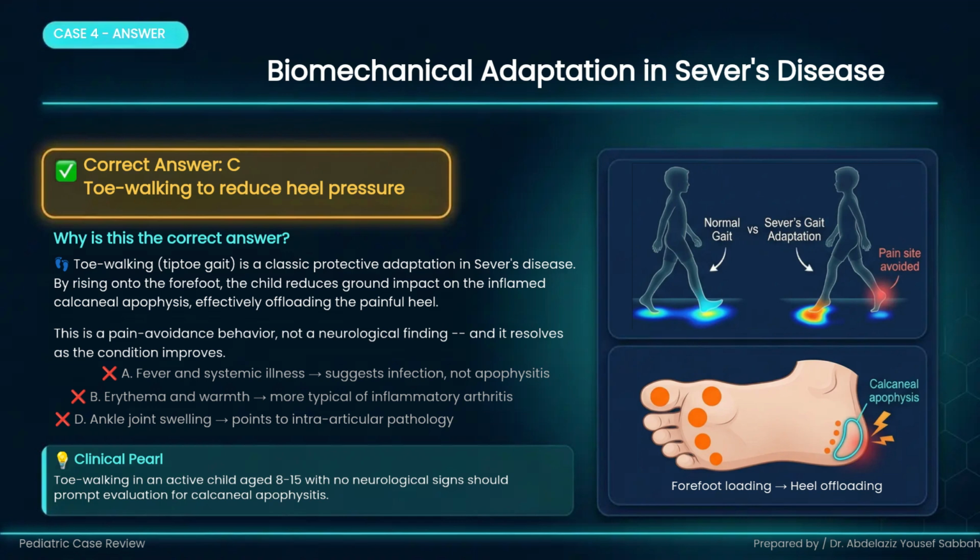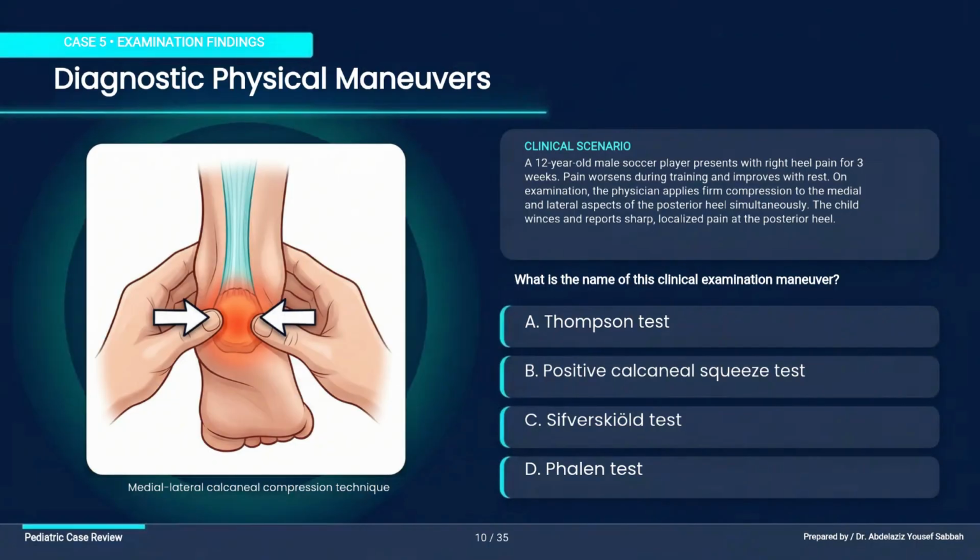The clinical pearl is toe walking in an active child aged 8 to 15 with no neurological signs should prompt evaluation for calcaneal apophysitis. Case 5. A 12-year-old male soccer player presents with right heel pain for 3 weeks. Pain worsens during training and improves with rest.